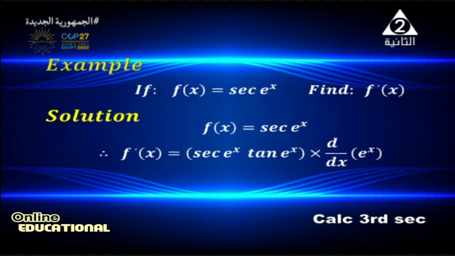Then f dash x equals e to the power x, which is the derivative of e power x, multiply sec e power x tan e power x.